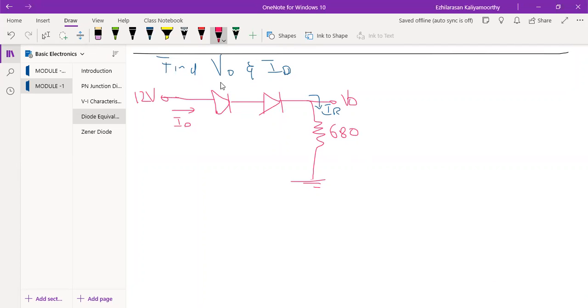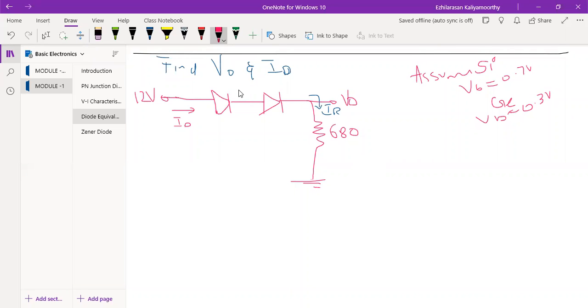Very important here: if they do not specify which diode is used, you need to assume the given diode is a silicon diode. If you assume silicon, then automatically you have to take the barrier voltage as 0.7 volt. If they specify germanium, then you need to assume VB is equal to 0.3 volt. This is very important, the assumption you have to make.